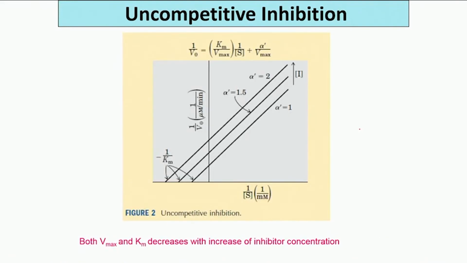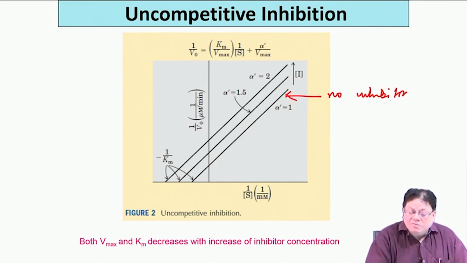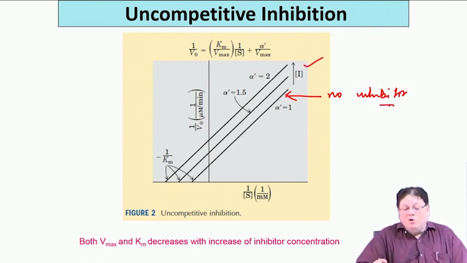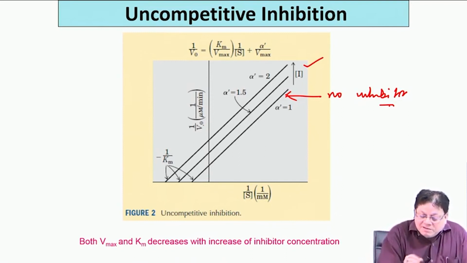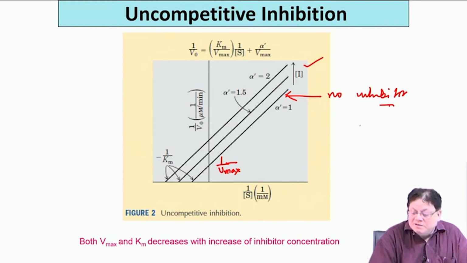The graph is here. In this case you will get graphs like this. This is the line where there is no inhibitor. And now, as you add the inhibitor, which is working in an uncompetitive fashion, you see that your Vmax is changing, because the intercept is changing. Now, in which direction? This is also the reciprocal, 1 by Vmax. That means, this is increasing as you add inhibitor. If 1 by Vmax increases, that means Vmax is decreasing.